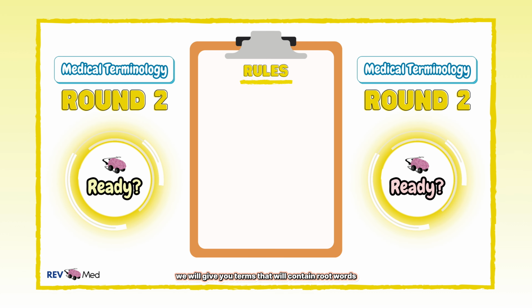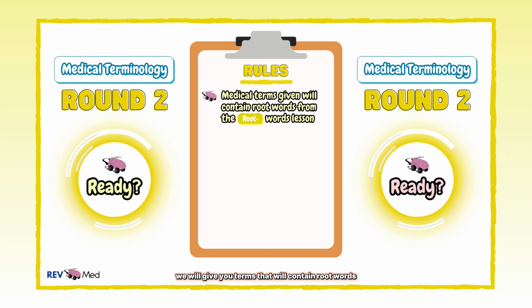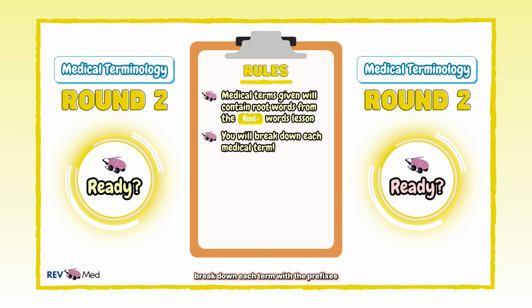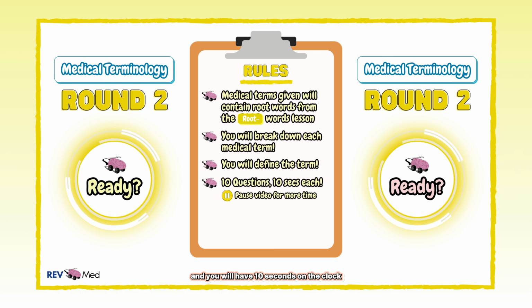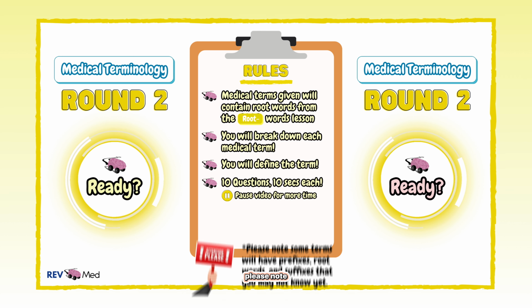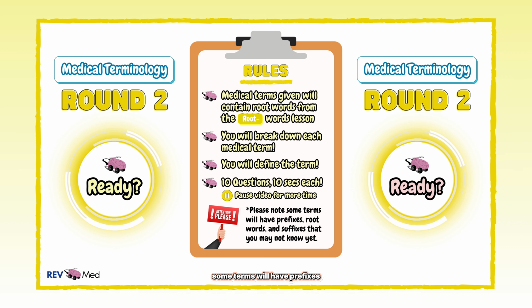Here's the rules. We will give you terms that will contain root words from our root words lesson. Break down each term with the prefixes and the root words that you know. Define the term. There will be 10 questions and you will have 10 seconds on the clock for each question. You can pause for more time. Please note, some terms will have prefixes, root words, and suffixes that you may not know yet. We'll get to those soon, but for now, make yourself aware and challenge yourself with these questions.